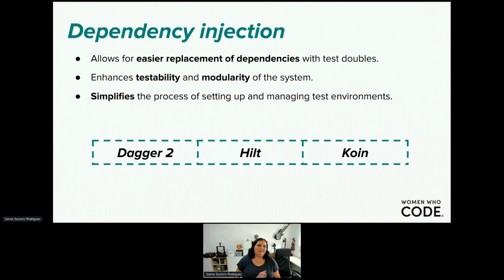It's very important here to use dependency injection, because here and also in the unit tests, it will allow us to mock, to replace, to apply those test doubles easily. And this allows us to simplify the process of setting up and managing the environment. Here I have put the most popular ones, which are Dagger 2, Hilt, which is based on Dagger, and also Koin, which is made in Kotlin.